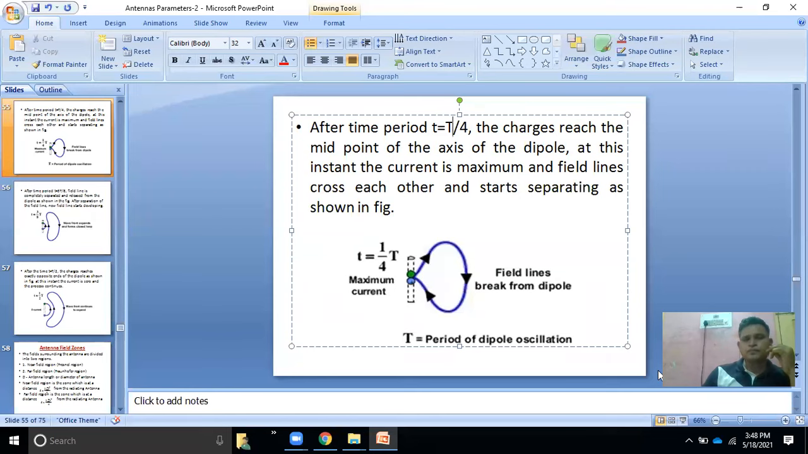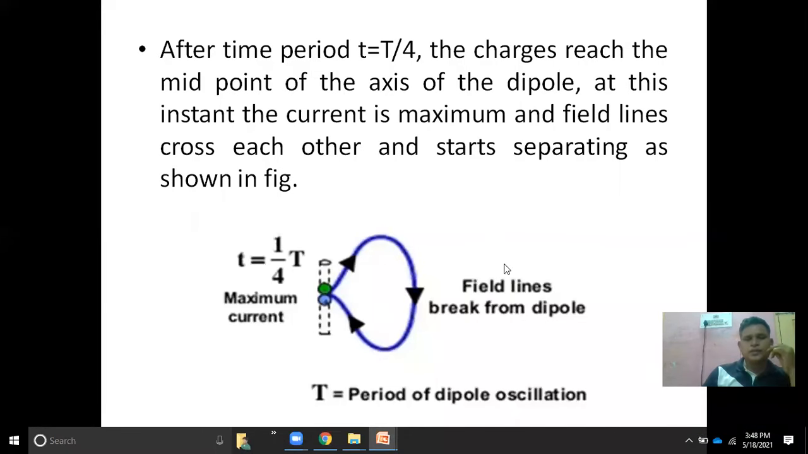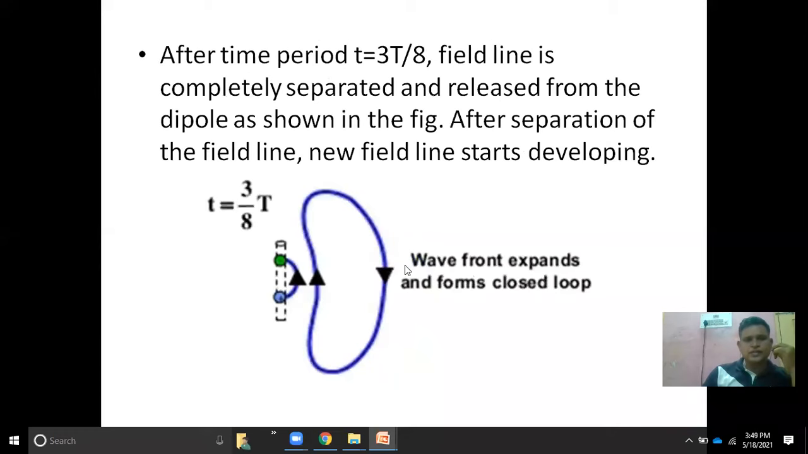See here. In our next slide, after the time t is equal to 3T by 8, the field lines are completely separated and released from the dipole. These are the electromagnetic wave fronts. They will be completely separated from the antenna and move away from it. At the same time, because of the positive charge and negative charge, there is the initiation of another wave front. The direction of the field lines is from positive to negative.